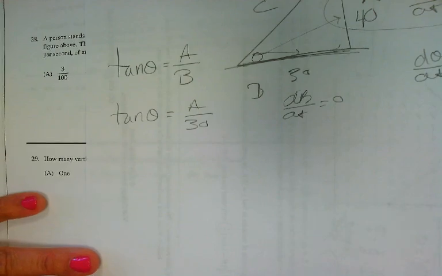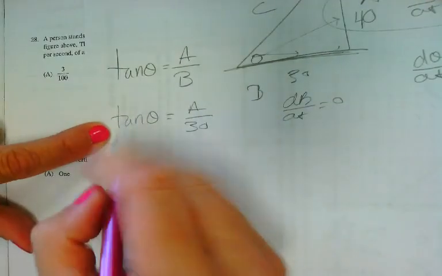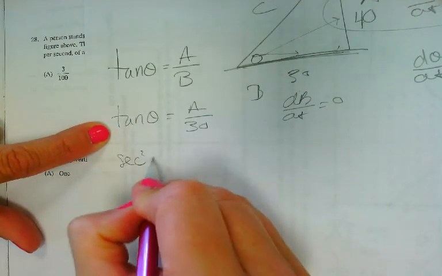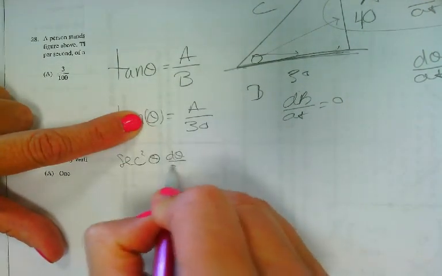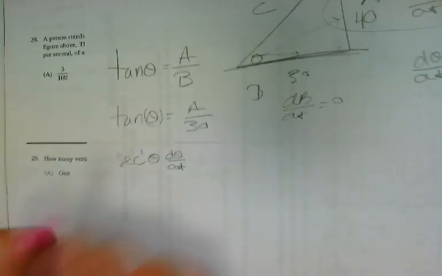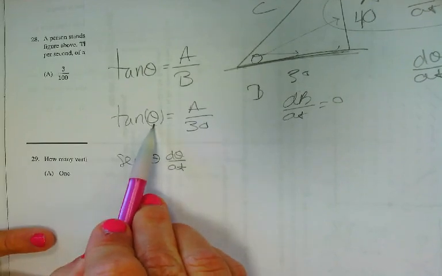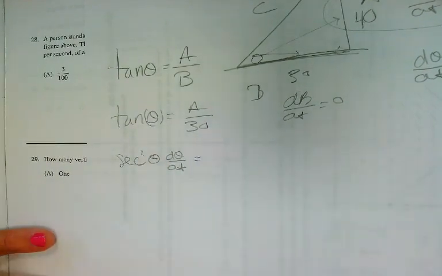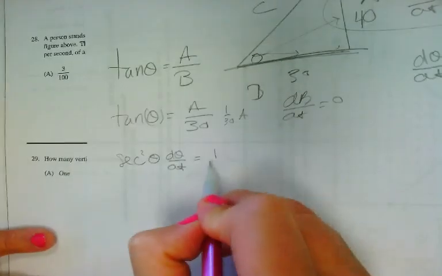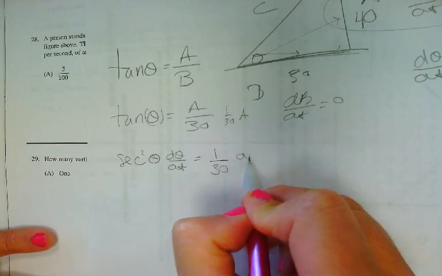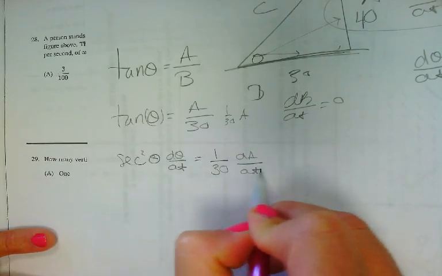So now I just want to take this derivative. The derivative of tangent is secant squared theta times the derivative of the inside. That would be my d theta/dt. So chain rule: derivative of the outside, keep the inside, because it's related rates. Now A over 30 can really be written as 1/30th times A. So that derivative is just 1/30th times dA/dt.